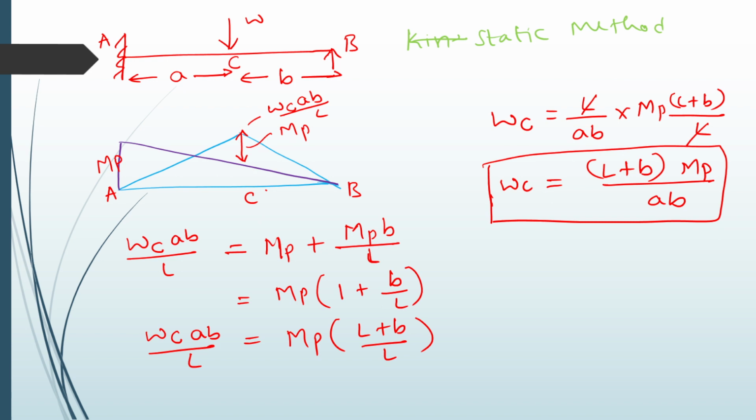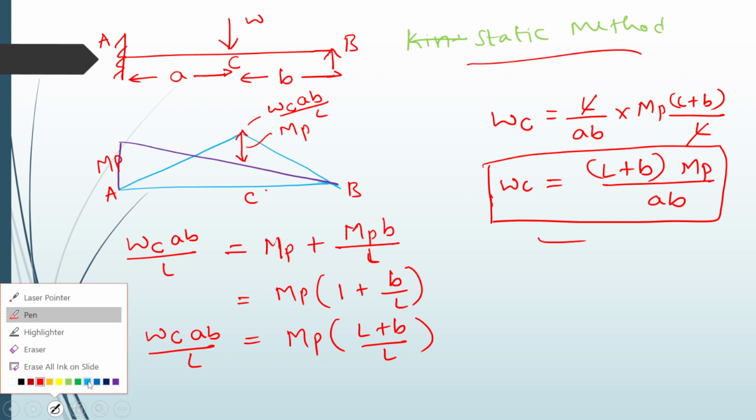So the question is like this: to find the expression for collapse load for a propped cantilever member subjected to a point load at a distance of A from the left support. By using the static method, we got the collapse load, and now I am going to go to the next method, that is the kinematic method.